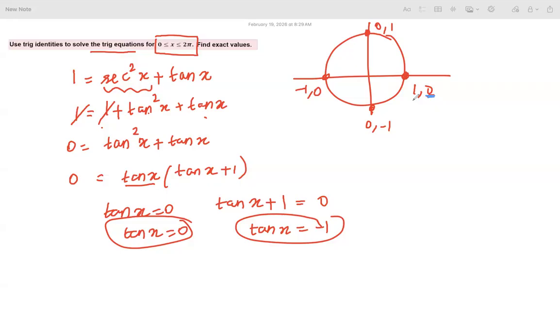Guys, you are going to tell me, please. What are the values where tan x equal to 0? Tan x is sin x by cos x, right? So wherever sin x is 0, those are the values where tan x is 0. So where sin x is 0?